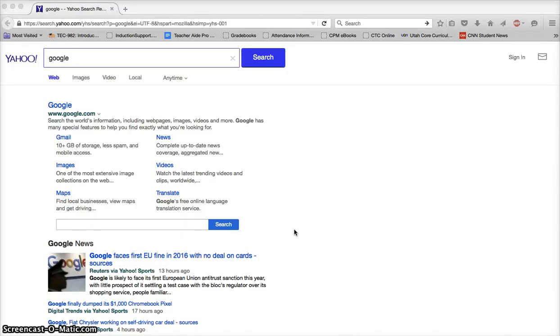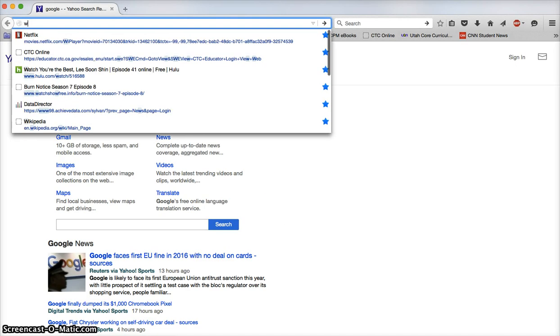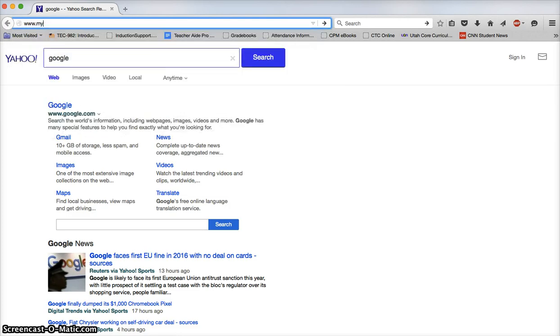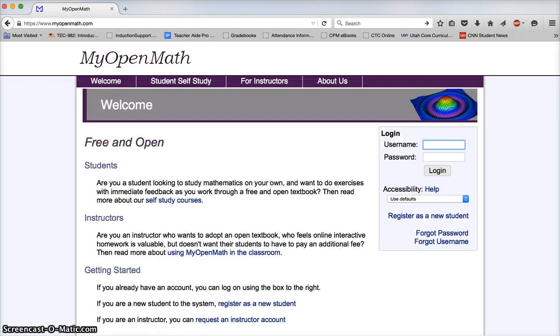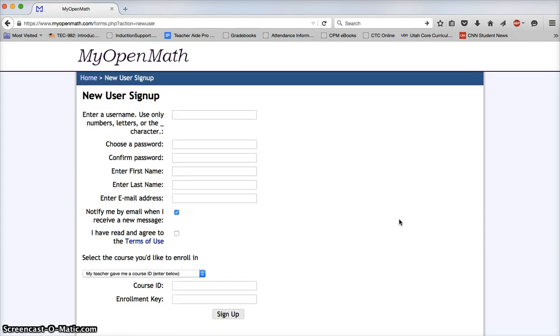I'm going to be showing you how to register for MyOpenMath. So the first thing you're going to do is go to the URL and type in www.myopenmath.com. This will lead you to the site where you're going to register. Over on the right side, you're going to click on Register as a New Student.